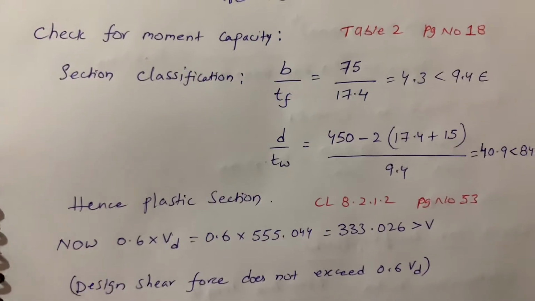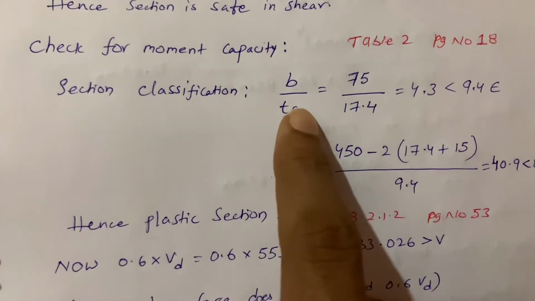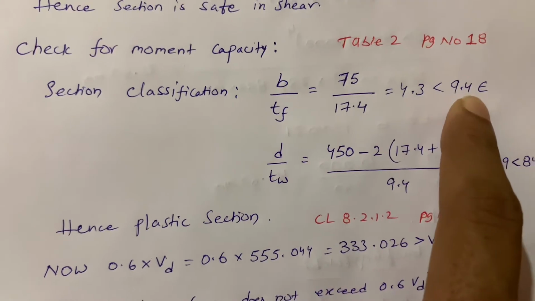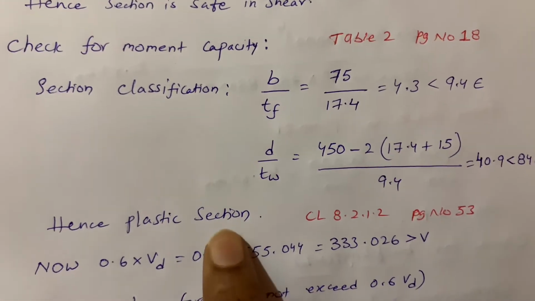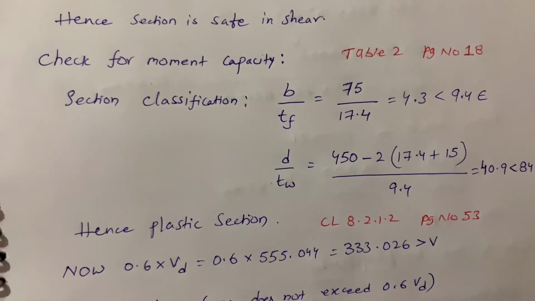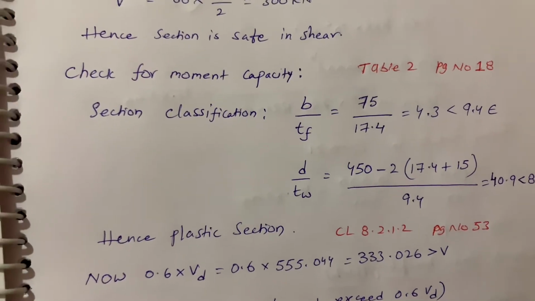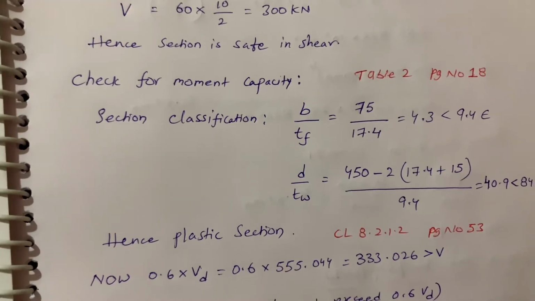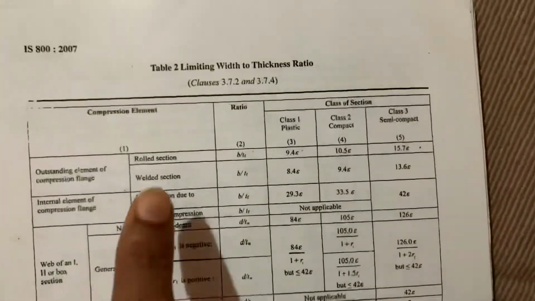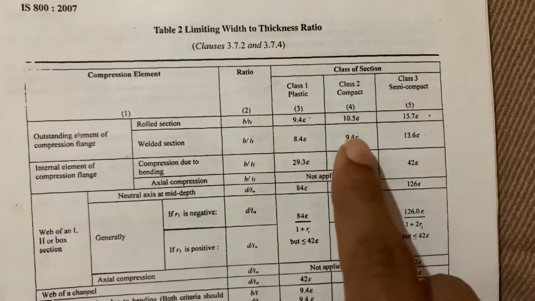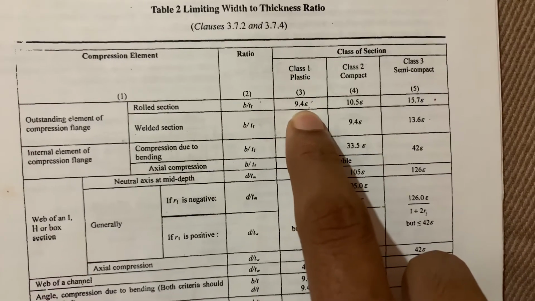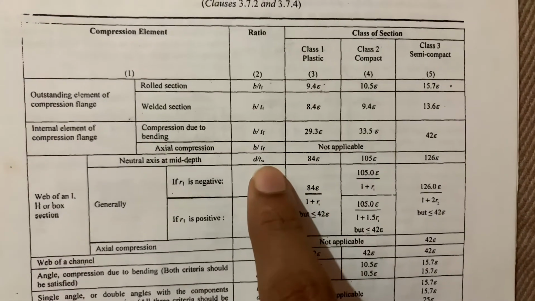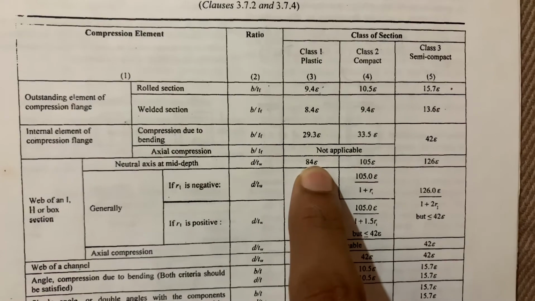After calculating B by TF less than 9.4 epsilon, D by TW less than 84 epsilon, hence it is called a plastic section. I'll show you the tabular form on page number 18, how it looks. So this is the section classification tabular form. Have you seen this? B by TF 9.4 epsilon and D by TW 84 epsilon.